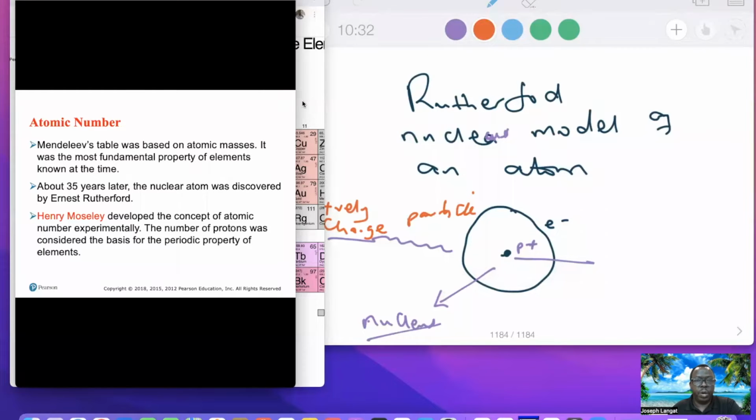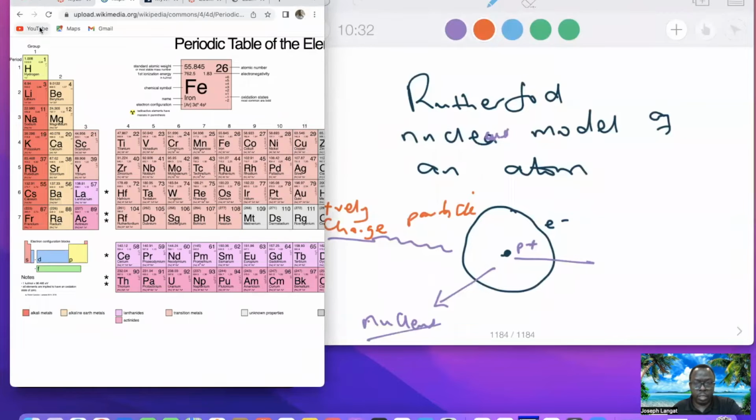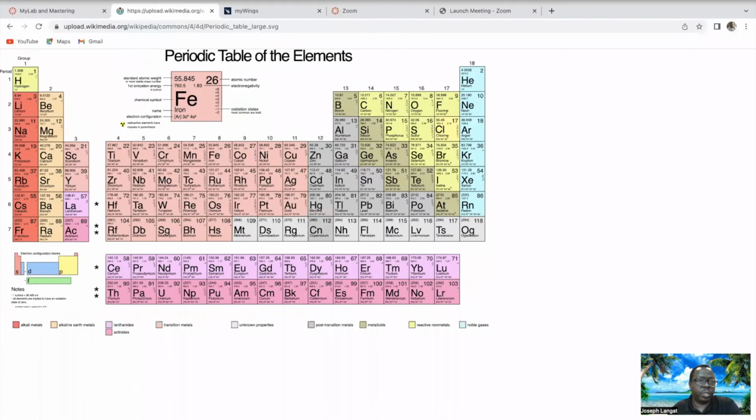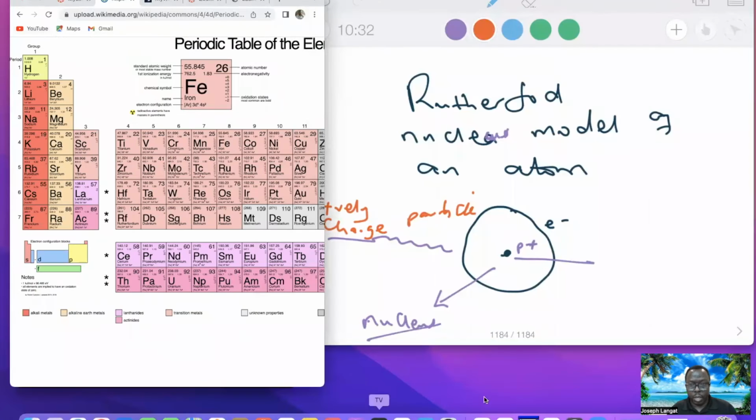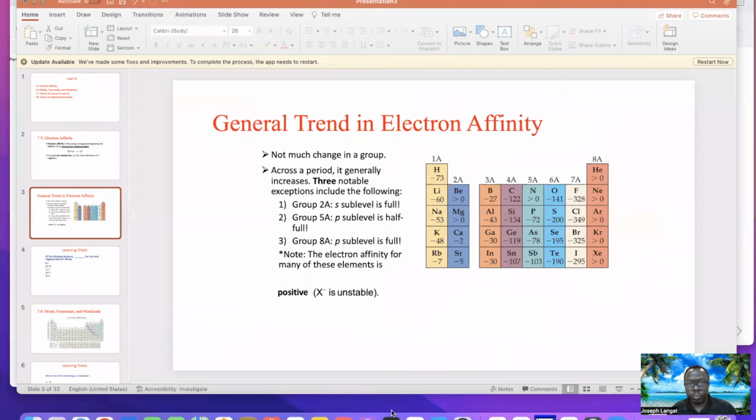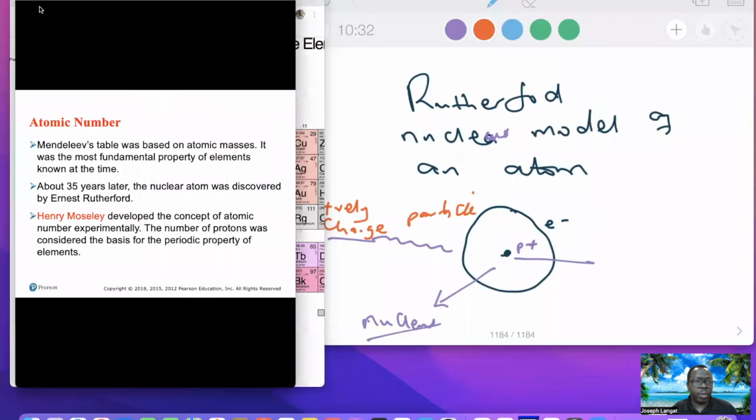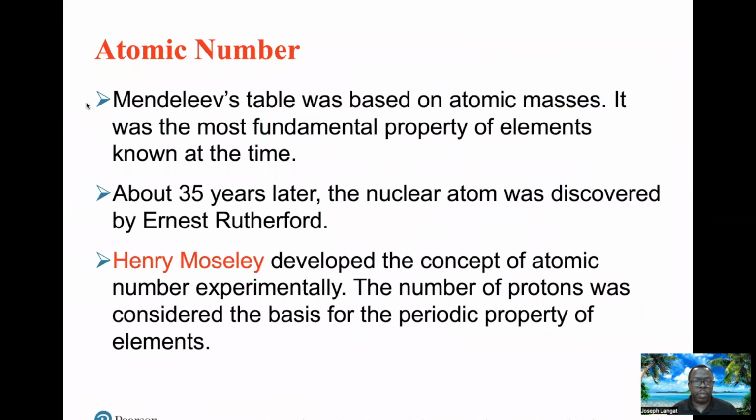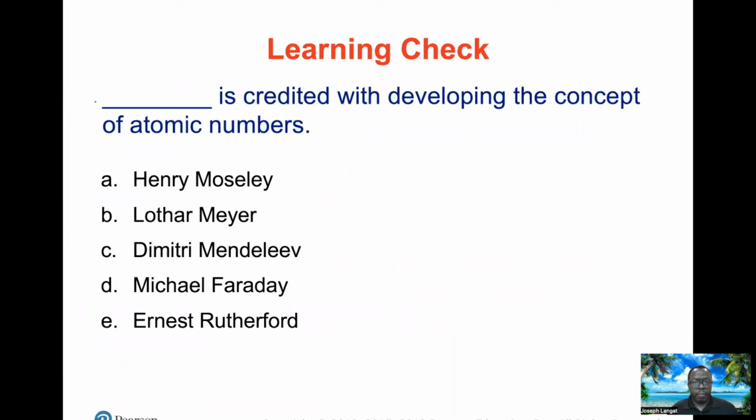And therefore, this modern periodic table is based on increase in atomic number, which we know is basically the number of protons, right? So 1 proton, 2 protons. We know rubidium has 37 protons and so forth. So that's how atomic number was developed by Henry Moseley.